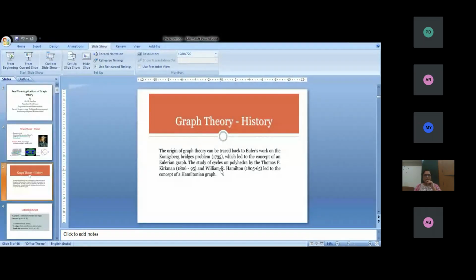Then the cycles of the polyhedra were studied by Thomas Kirkman and Hamilton. We all know about the Hamiltonian graph and Hamiltonian path and so on. These people worked on this and gave us the Hamiltonian graph.